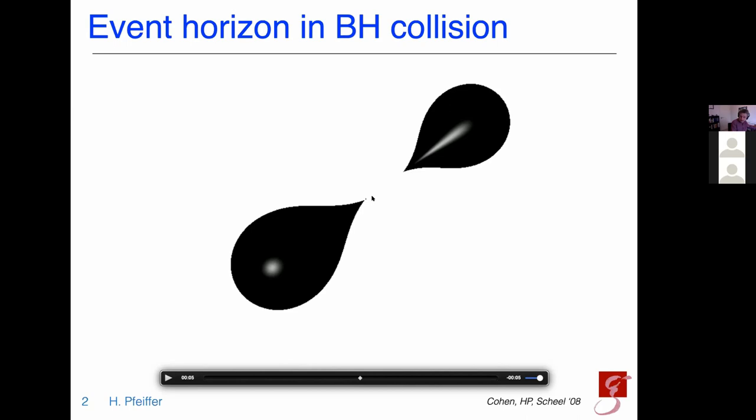The event horizon is defined in a rather impractical way for numerical simulations. It is defined as the boundary of that part of the space-time which is no longer in causal contact with future null infinity. So from within the event horizon, there are causal curves that reach infinity. There are light rays that can escape the black hole and make it all the way out.